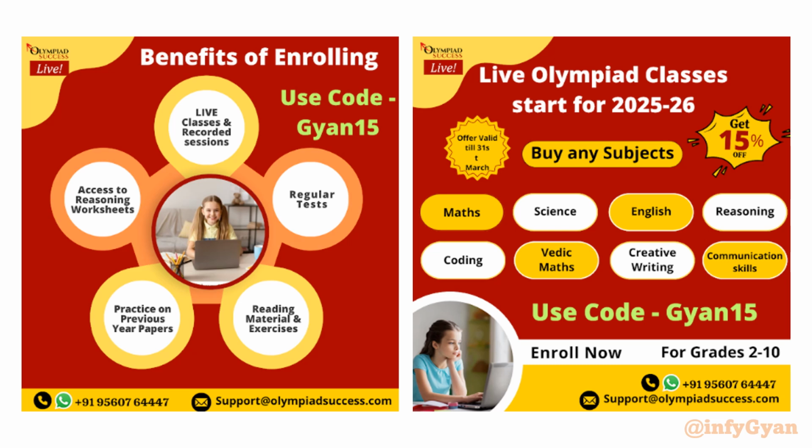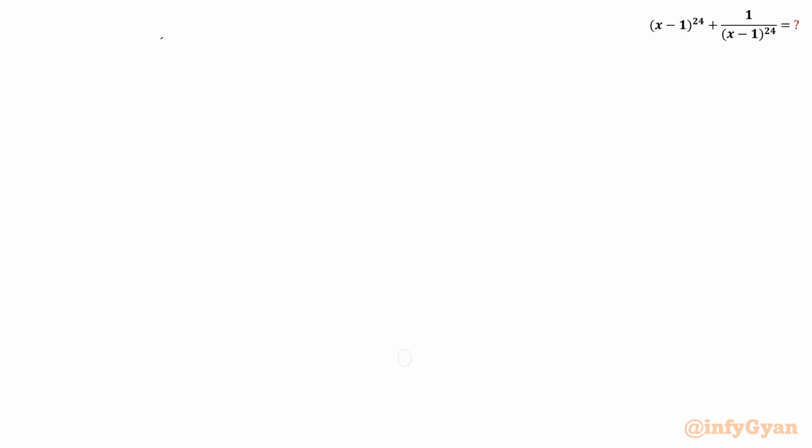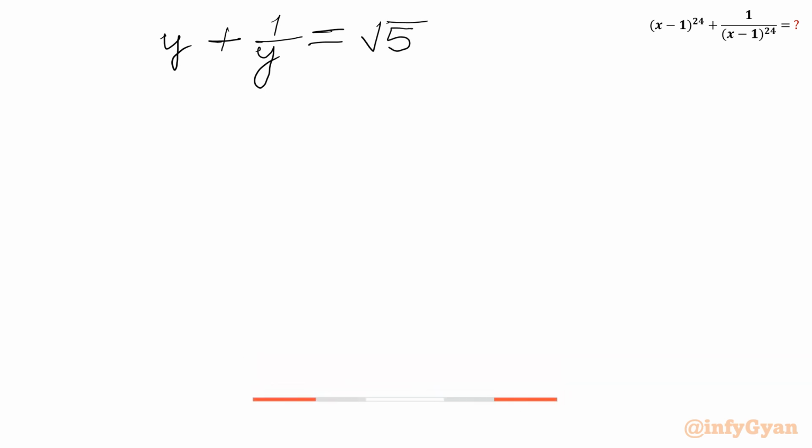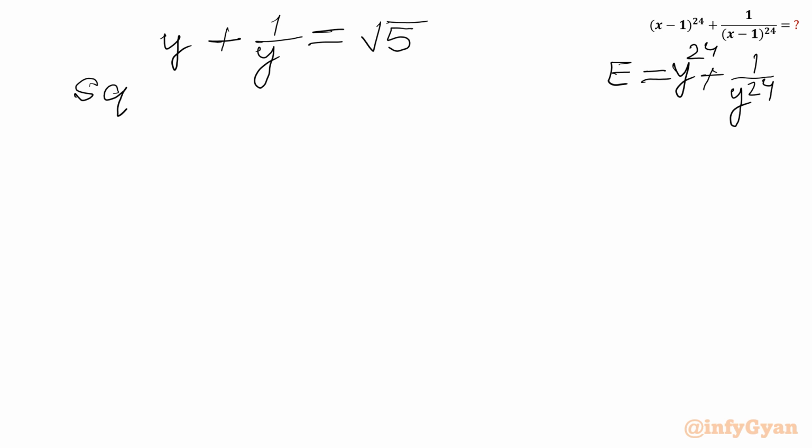Let's come back to our problem. So our equation y plus 1 over y equal to square root 5. And our target expression is y power 24 plus 1 over y power 24. Now I will consider squaring both sides.